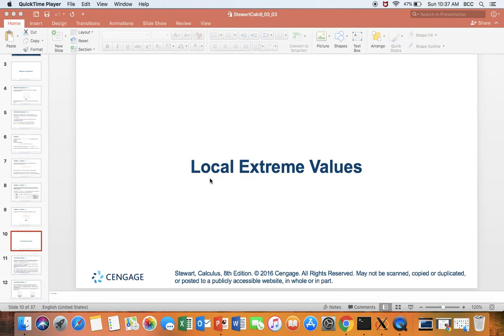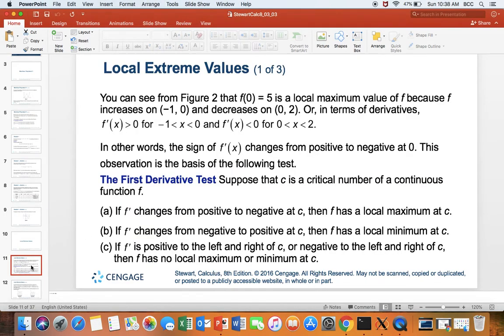Come back, continuing local extreme values. Extreme means local maximum or local minimum. Extreme actually means maximum or minimum. All right. So local maximum values or local minimum values. How to detect those?